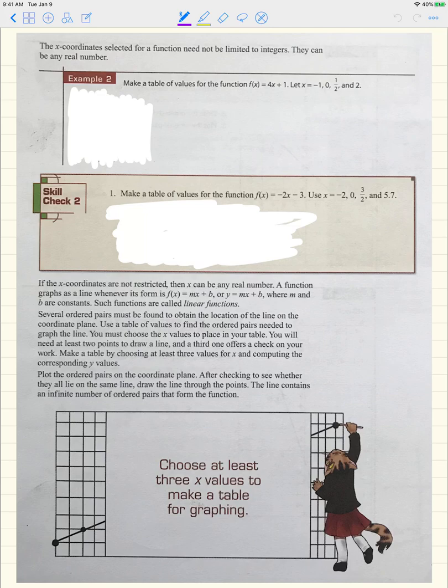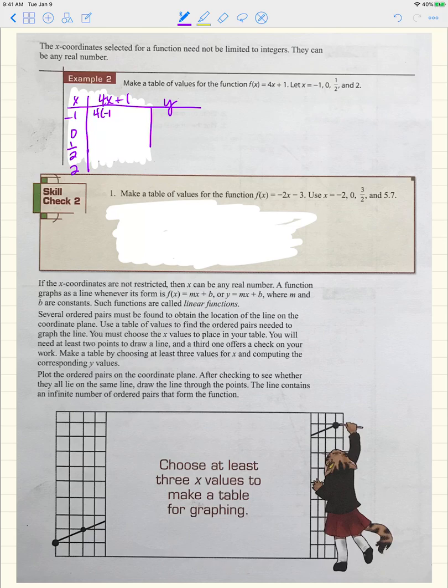The x-coordinates selected for a function need not be limited to integers. They can be any real number. So they can be fractions or decimals as well, okay? Make a table of values for the function f of x is equal to 4x plus 1. Let x equal -1, 0, 1/2, and 2. So we're going to make a table. 4x plus 1 and our y values, our output. -1, 0, 1/2, and 2.